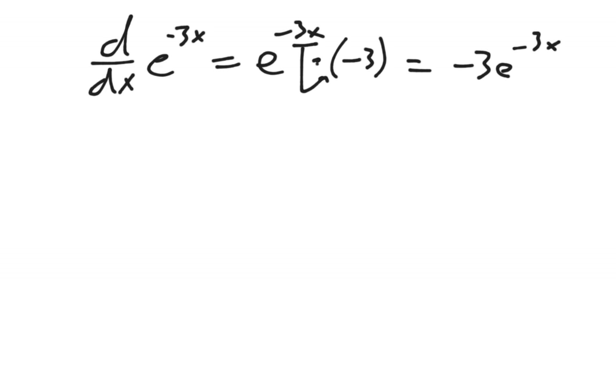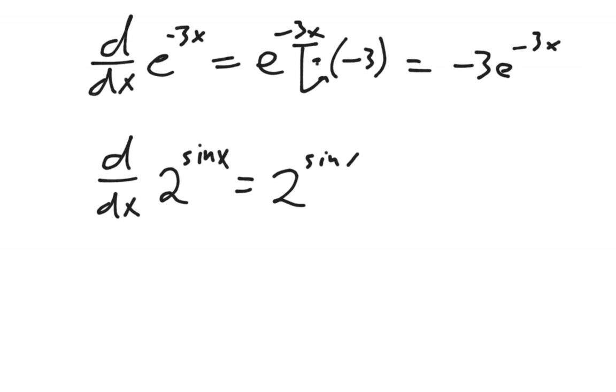Great. Let's say I take the derivative of 2 to the sine of x. Why would that be a function? I don't know, but we'll go with it. So I have 2 to the stuff, so my derivative is, guess what? 2 to the stuff. Now, this is not just e, so I need a natural log of 2.